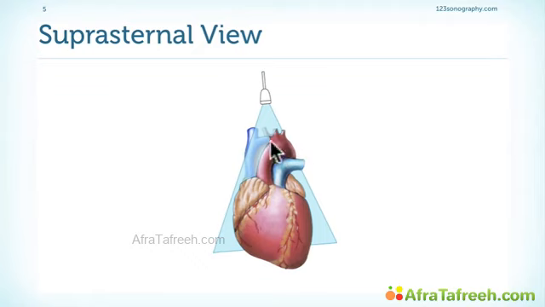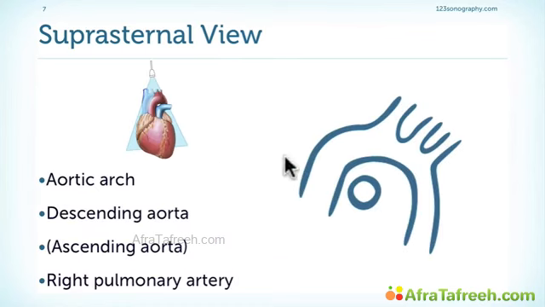The first structure you will see is the aortic arch. This is the way the view looks. You have the aortic arch here with the ascending part and the descending part. The vessels which leave the aorta are visible, and the right pulmonary artery which undercrosses the aortic arch is also seen.